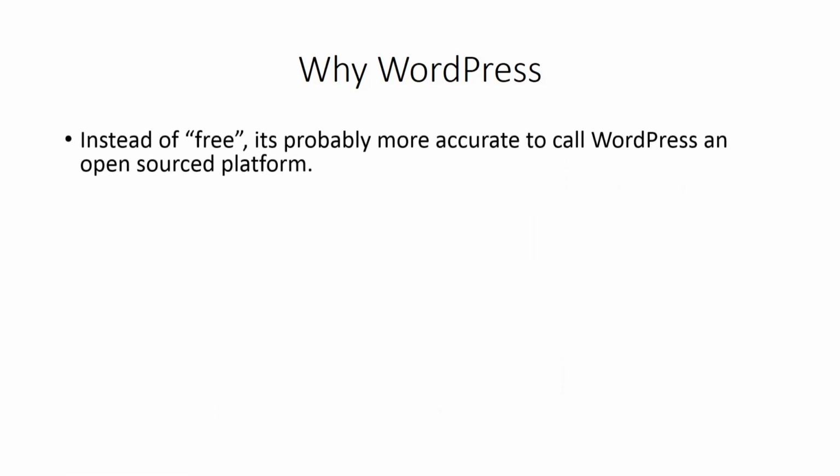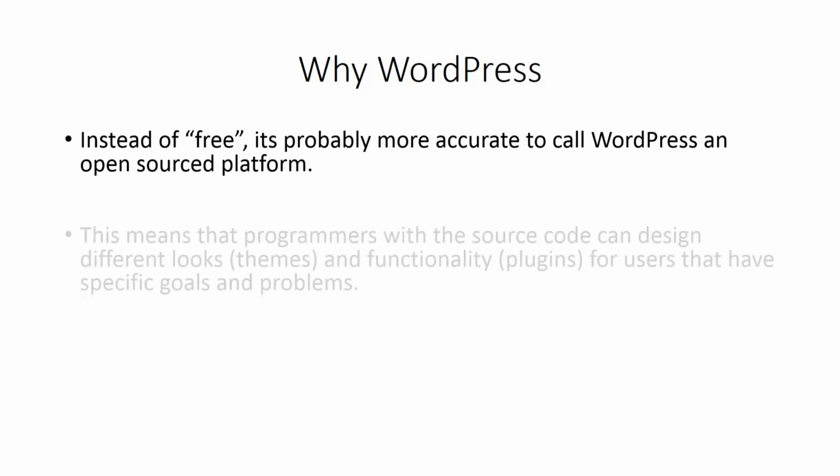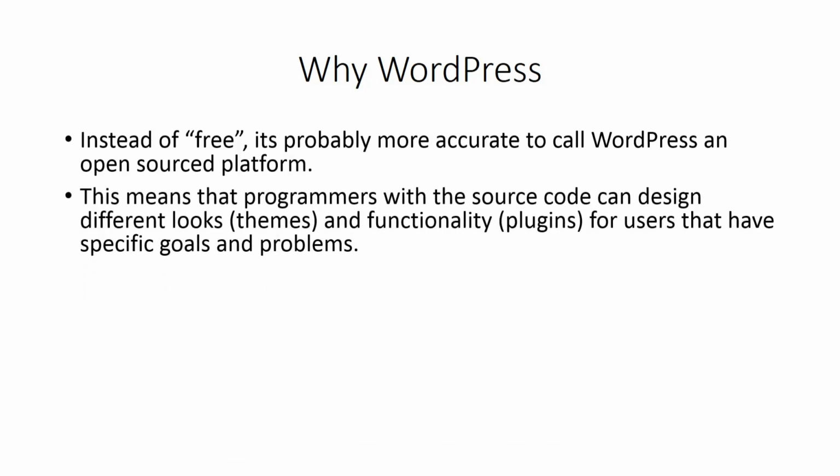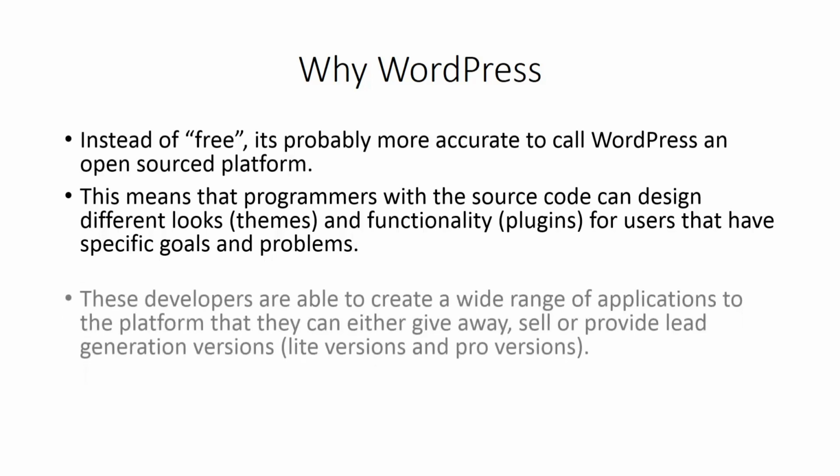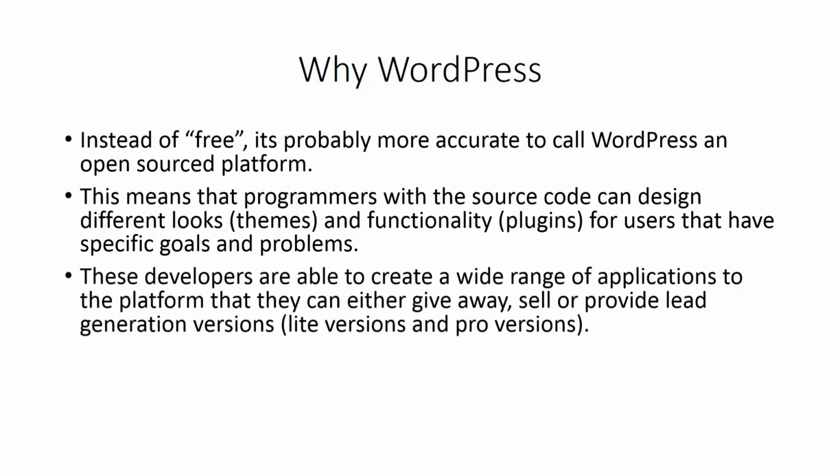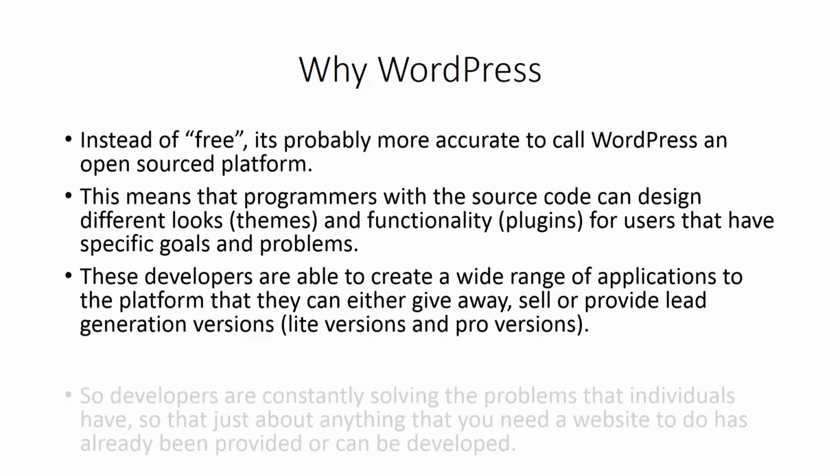Now, instead of free, it's probably more accurate to call WordPress an open source platform. That means that programmers with the source code can design different looks, which are called themes, and functionality, which is called plugins, for users that have specific goals and problems. Now, these developers are able to create a wide range of applications to the platform that they can either give away, sell, or provide lead generation versions, which they call the light version, and then allow people to upgrade by paying to the pro version.